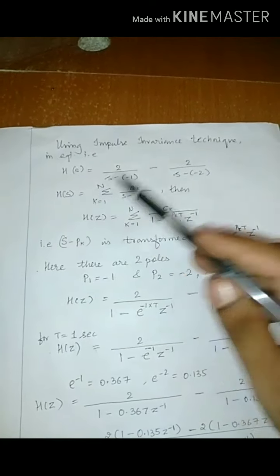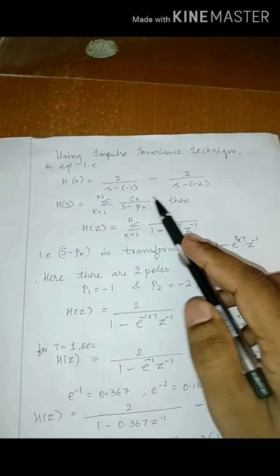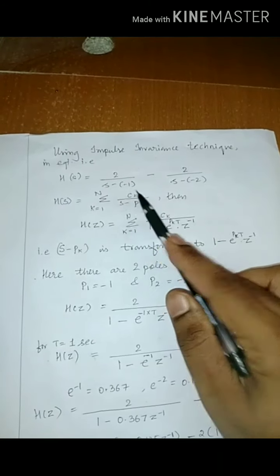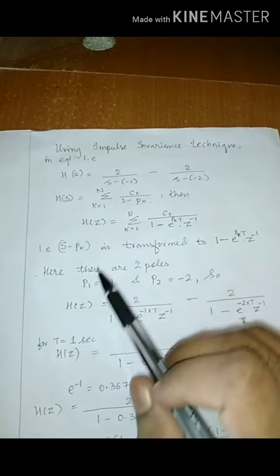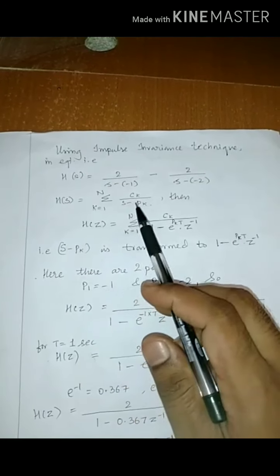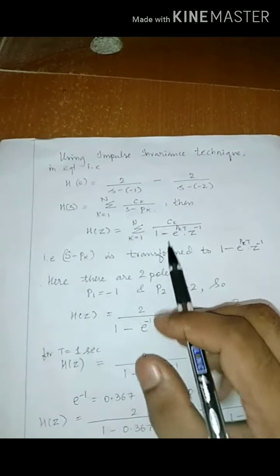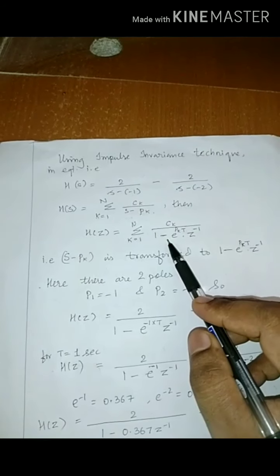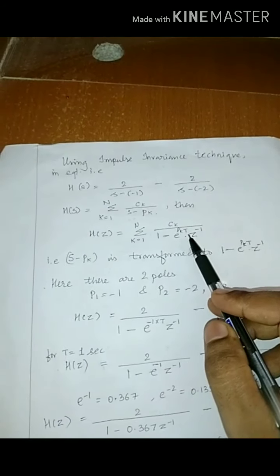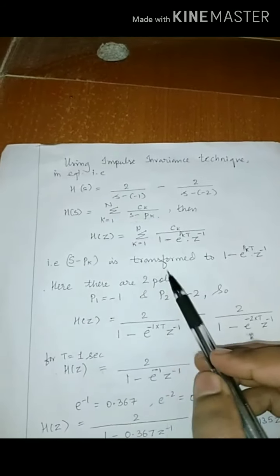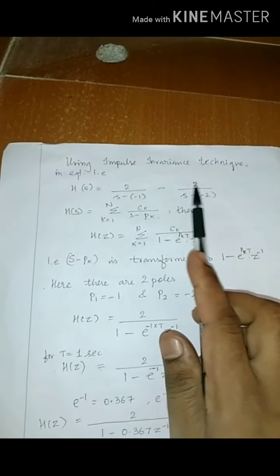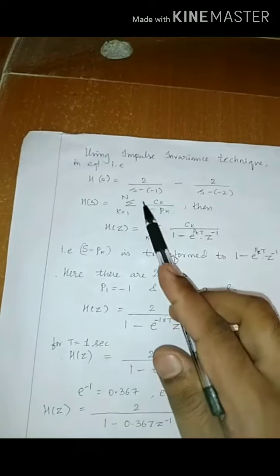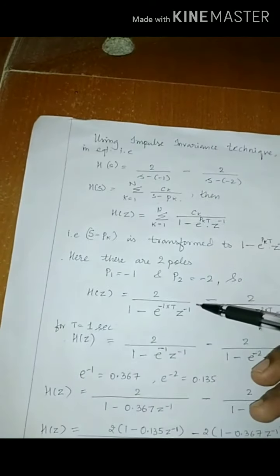Now we will be using the impulse invariance technique. H of S is in analog form, and we are converting that to digital form by using the impulse invariance technique. So here S minus P_k is transformed to 1 minus e raised to P_k T into Z raised to minus 1. Here there are two poles, P1 and P2. The P1 value is minus 1, the P2 value is minus 2.